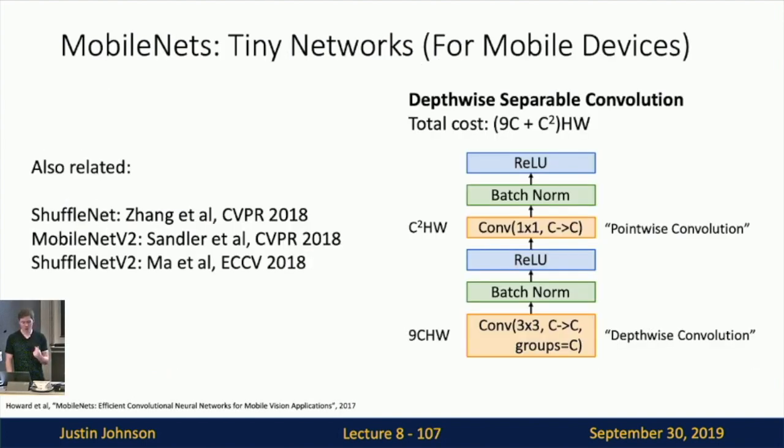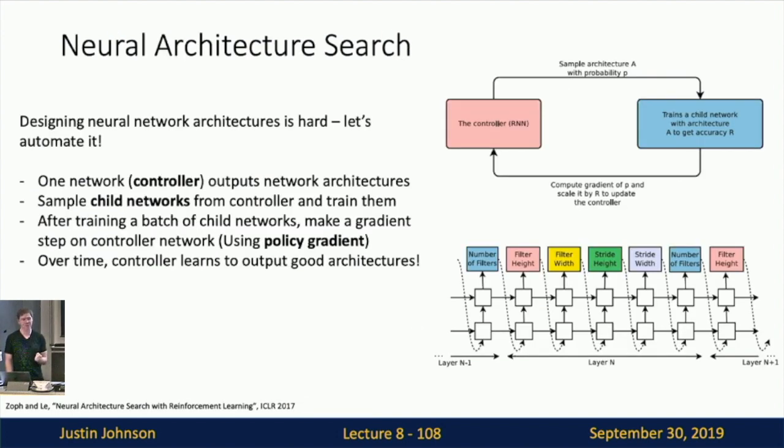There's been a whole sequence of papers trying to design very efficient neural networks that can run on mobile devices. So at this point, it seems there's been a lot of activity around designing different neural network architectures, but it still takes a lot of work and a lot of human effort to design them. As another hint of something that has been very popular the last few years: automating this process of designing architectures, and actually training one neural network that outputs the architecture of another neural network.